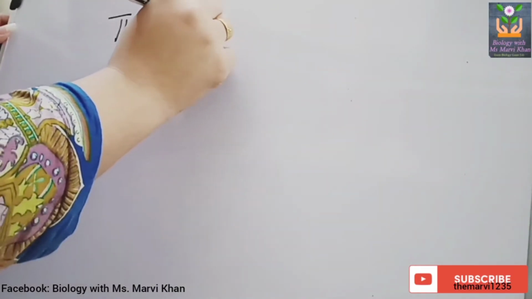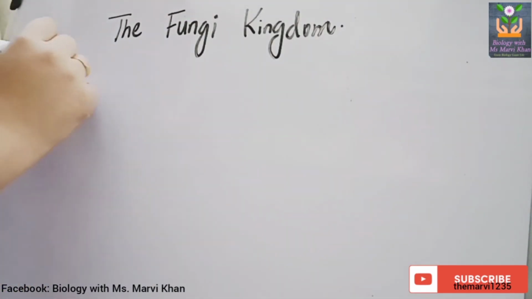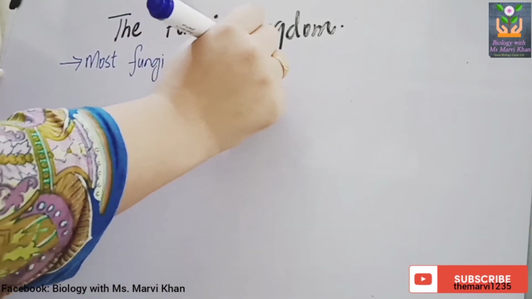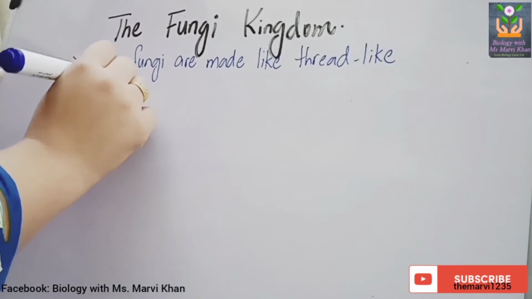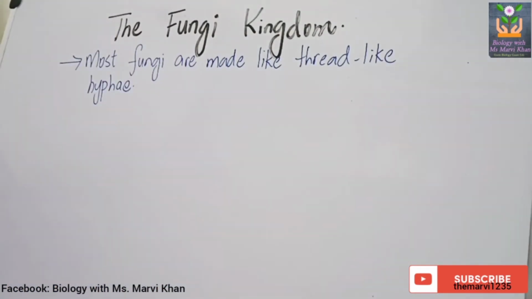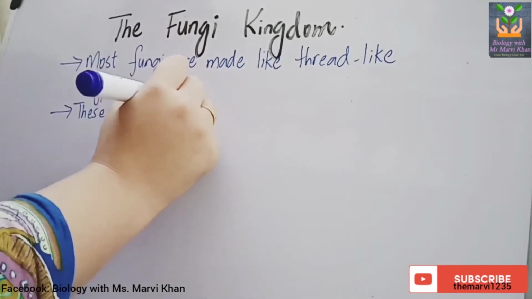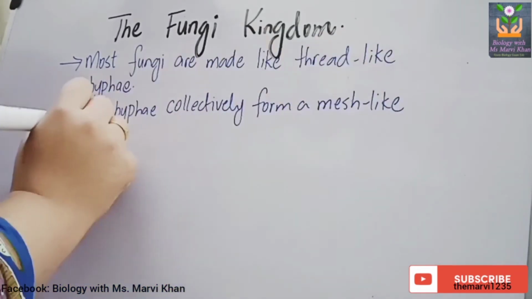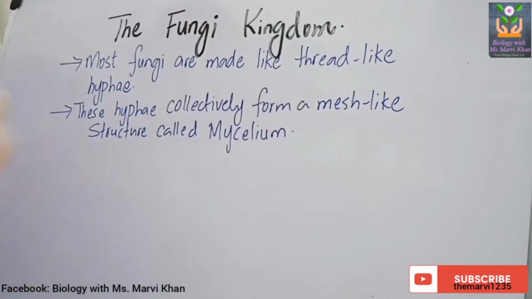Our next kingdom is kingdom Fungi, and the special thing about kingdom Fungi is that it consists of both unicellular and multicellular organisms. Most fungi are usually made up of thread-like structures, which are known as hyphae, and these hyphae collectively form a mesh-like structure, which is called a mycelium.